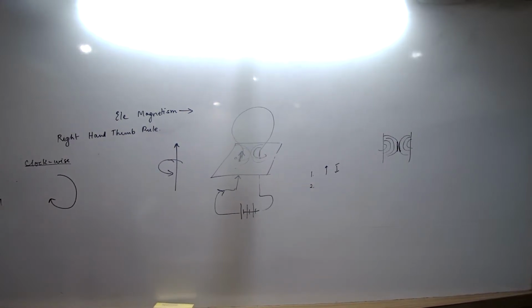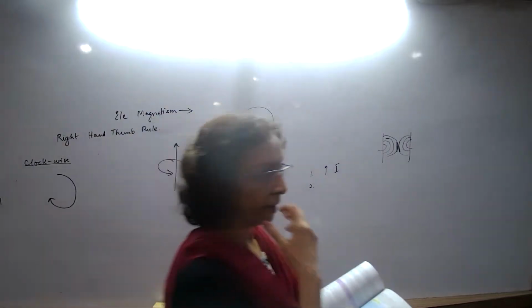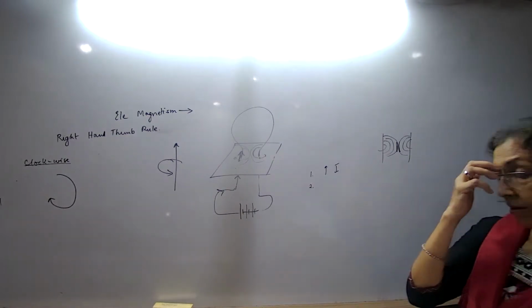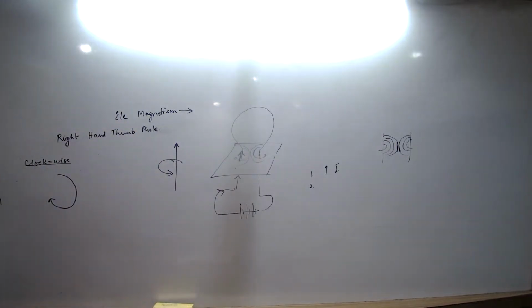Okay, continue in the same point. This is because the current in each circular turn, instead of writing circular turn you can also write coil, has the same direction, and hence the field due to each turn adds up. It is adding up. Is that okay?